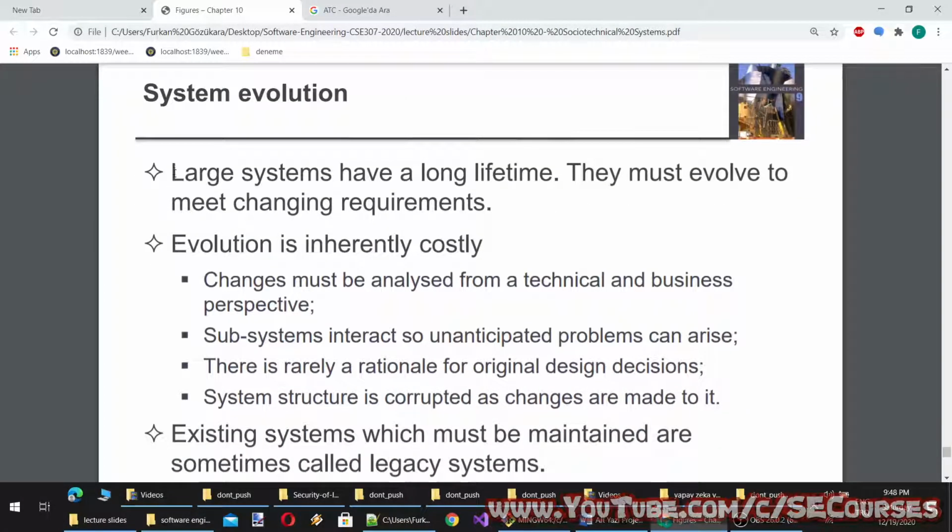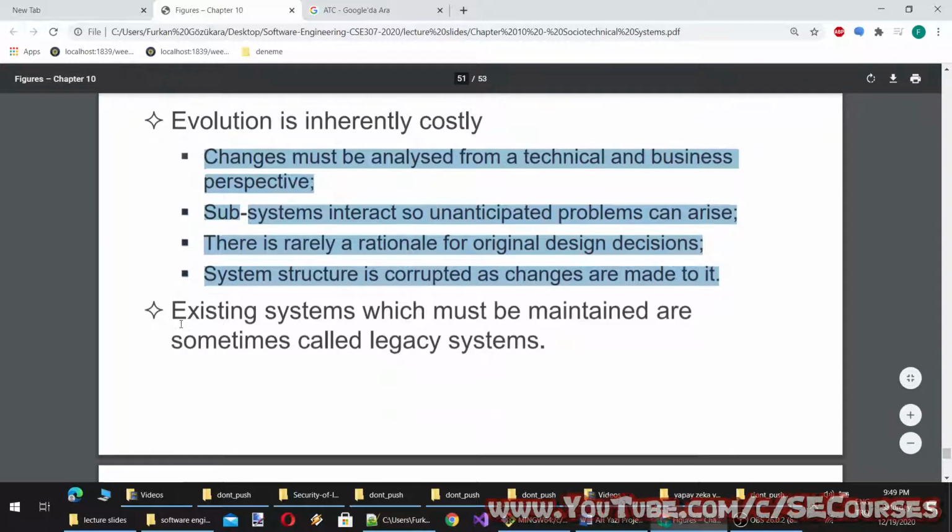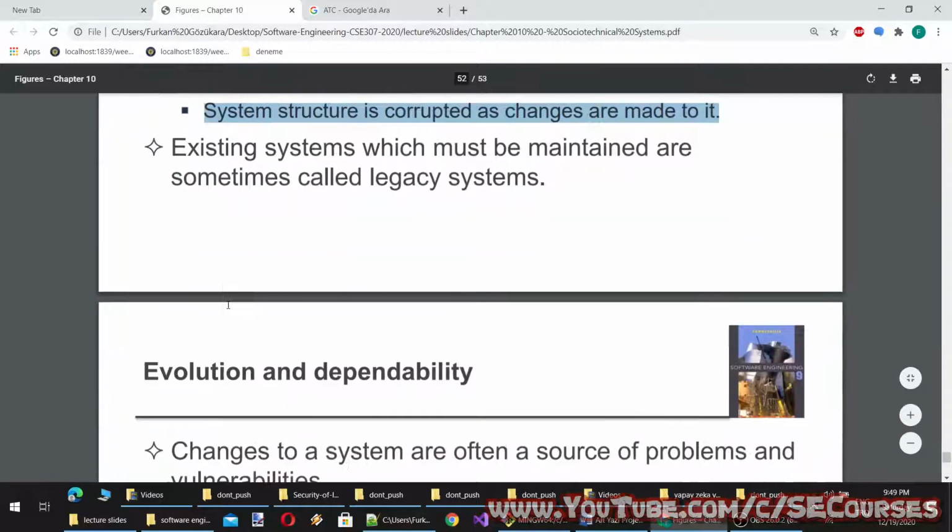And system evolution. Large systems have a long lifetime. They must evolve to meet changing requirements. Evolution is inherently costly. Changes must be analyzed from a technical and business perspective. Subsystems interact so unanticipated problems can arise. There is rarely a rationale for original design decisions. System structure is corrupted as changes are made to it. Okay. Existing systems which must be maintained are sometimes called legacy systems.